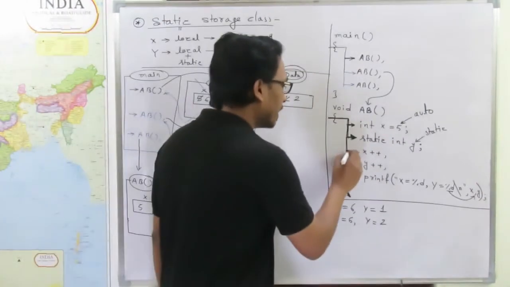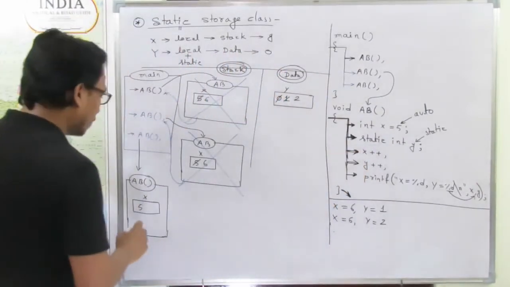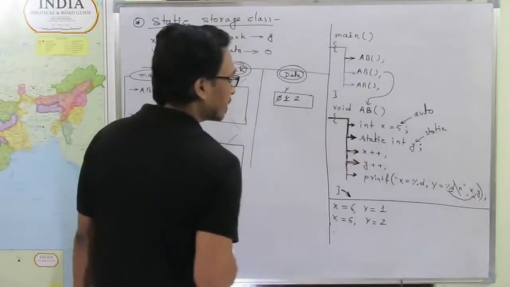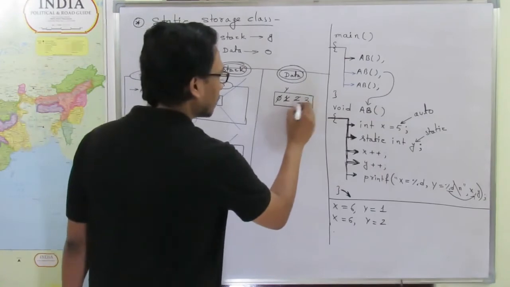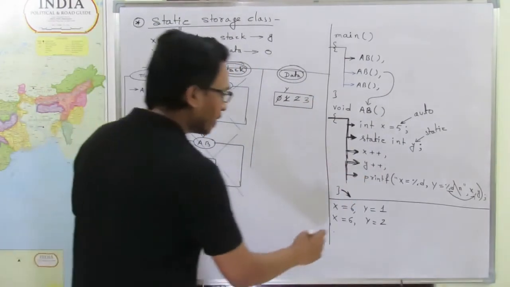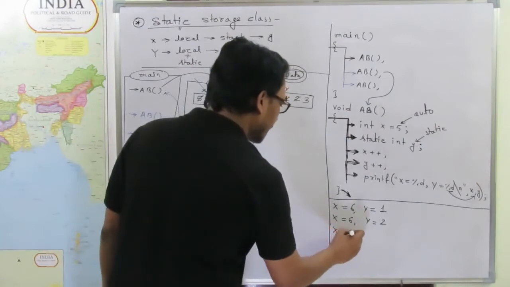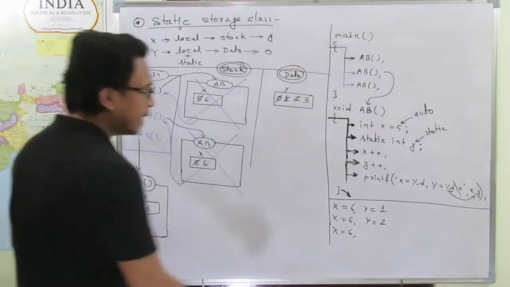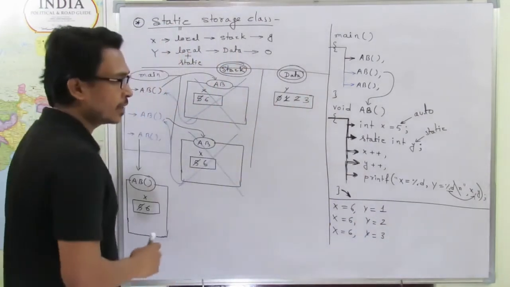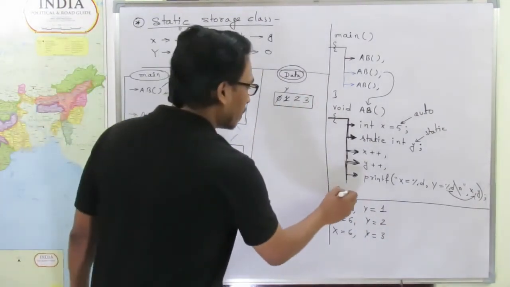Now coming to the next instruction, x. Now the value of x will increase to 6. The next instruction is the value of y will increase to 3. Coming to the next instruction, that is print. So it will print x equal to 6 and y equal to, now the value of y is 3. Clear?